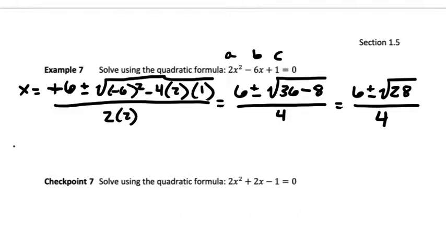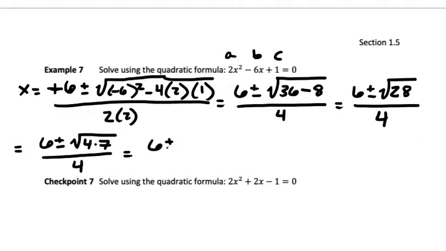28 is not a perfect square. However, it can be divided by 4. 4 times 7 is 28, and that means that it can be simplified. So I know that 28 is 4 times 7. I'm just going to keep the other stuff here for right now, the 6 and the 4. So this is going to be 6 plus or minus, square root of 4 is 2, and 7 stays under the square root. This is why we talked about simplifying square roots back in week 1.